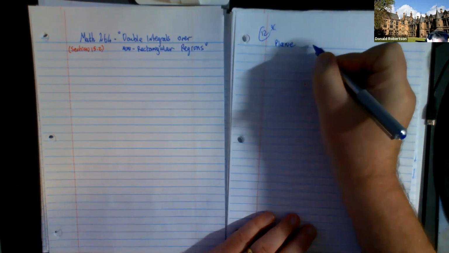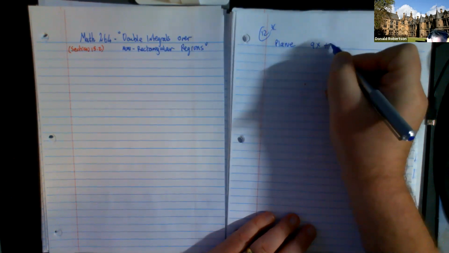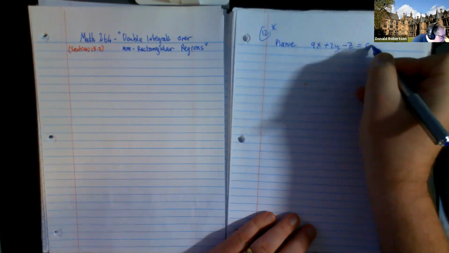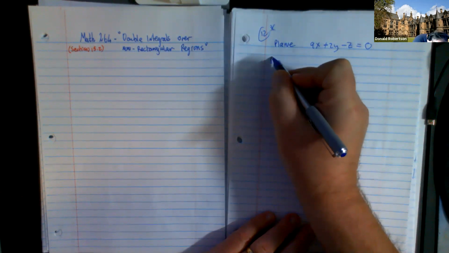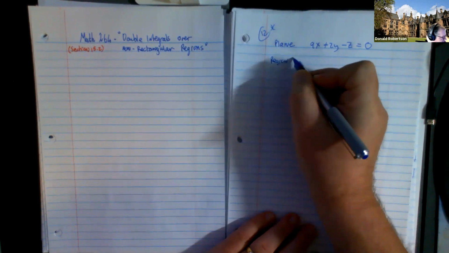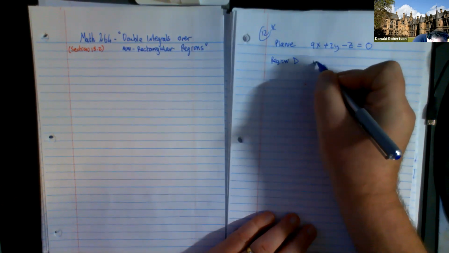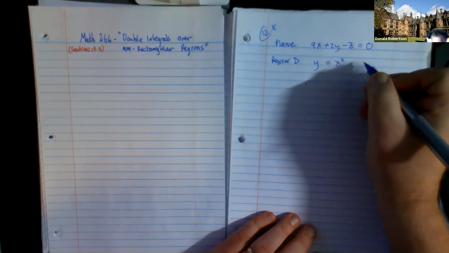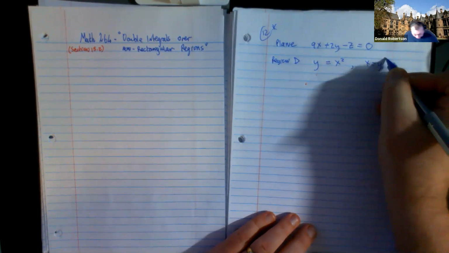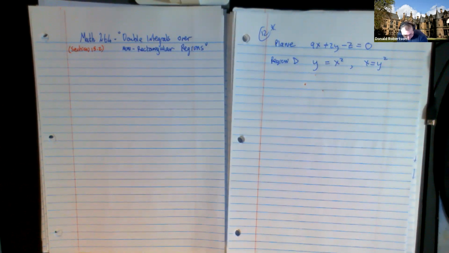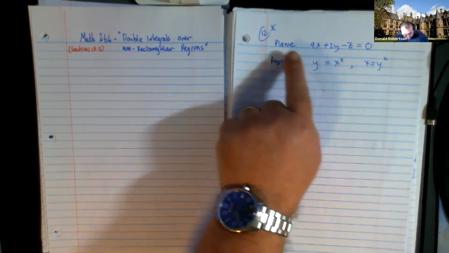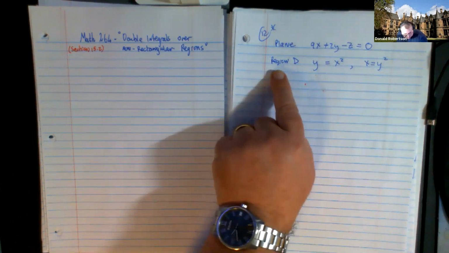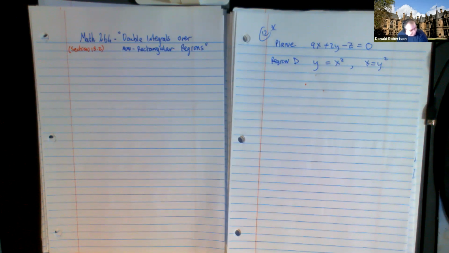So suppose that the surface that you have is a plane. This is like question 12. The equation of the plane is 9x plus 2y take away z equals 0. And the region, although they're not calling it region D, I am, is described by the boundary of y equals x squared and x equals y squared. We are being asked to find the volume of the solid that is generated by this plane meeting up with this region.